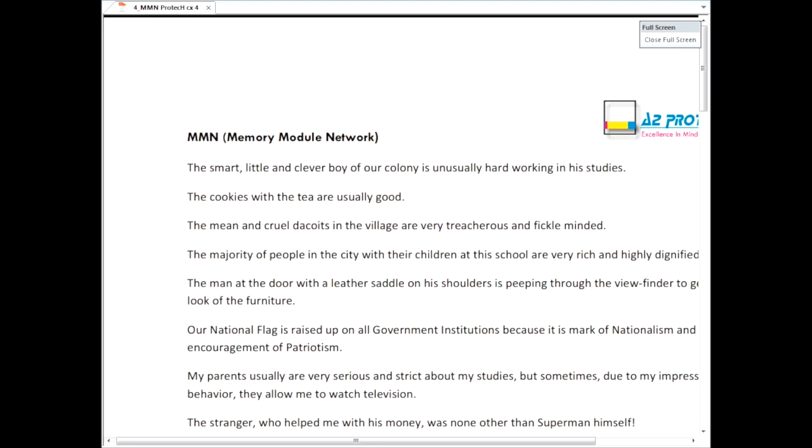The smart little and clever boy of our colony is unusually hardworking in studies. Okay, whenever you said this without looking, did you feel some fun while saying it? Do you feel some excitement happening in your brain when you're trying to remember, recall and tell? Yes. That is how MMN helps you. When you're trying to do this, you're actually developing the pattern of sentence formation in your brain.